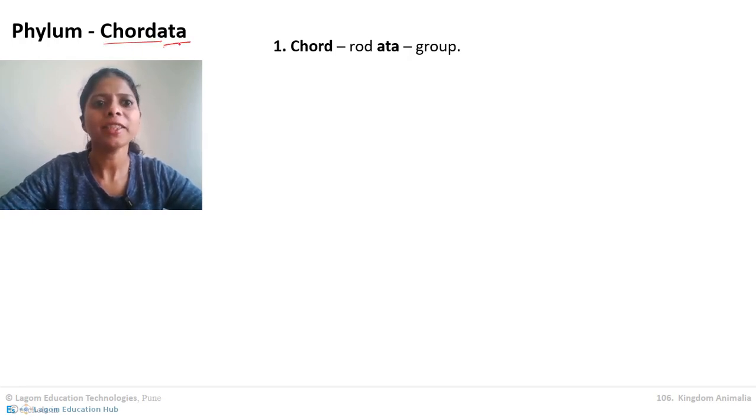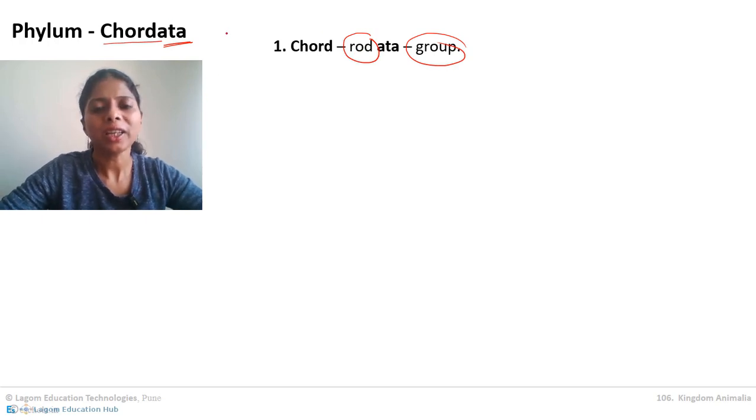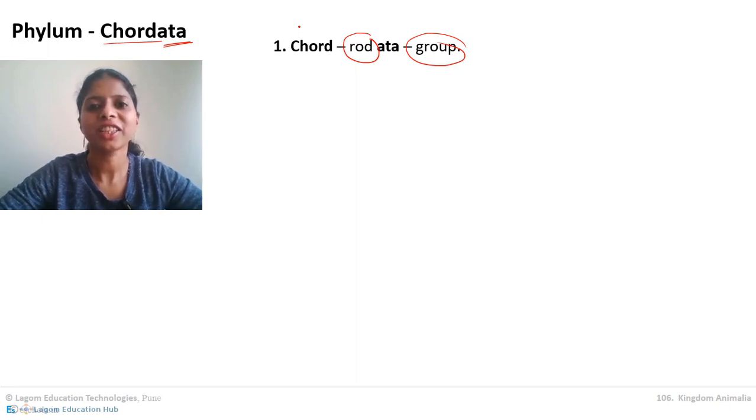and ata means group. So the animal group which bears a rod, the animal group which is with a rod, here rod means notochord. What does rod mean? Notochord. So Chordata includes all the animals with notochord. Understanding? So this is the first general characteristic.